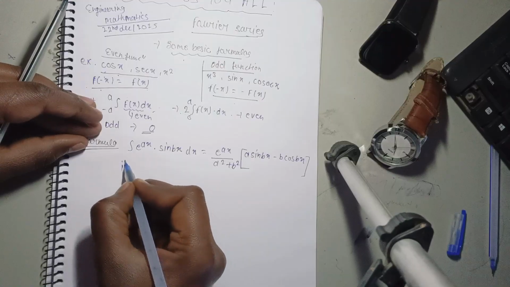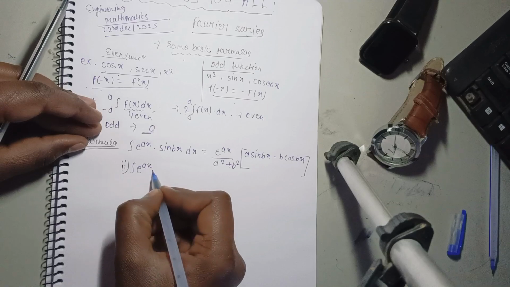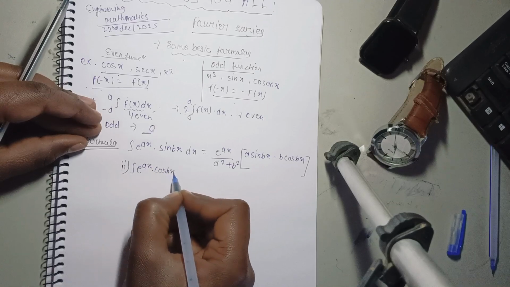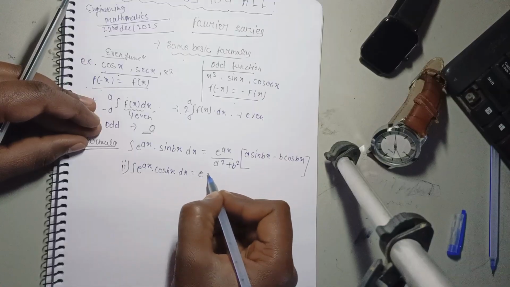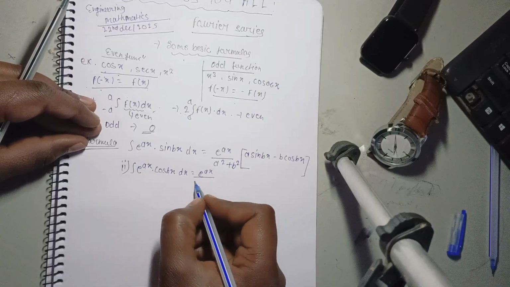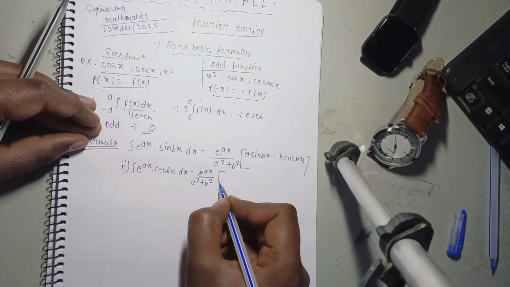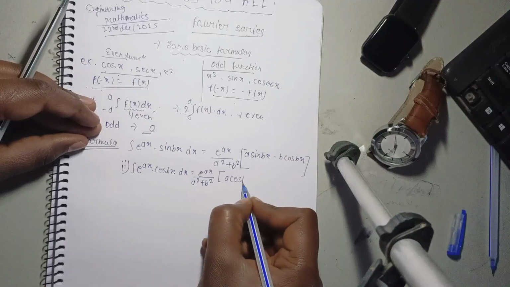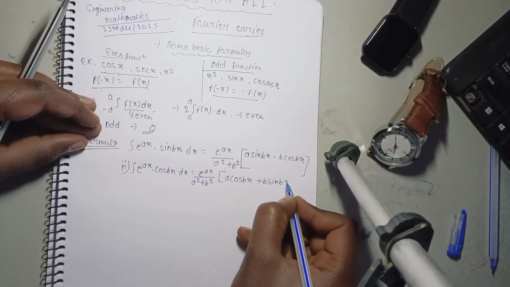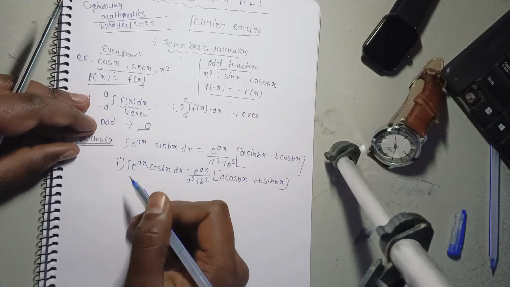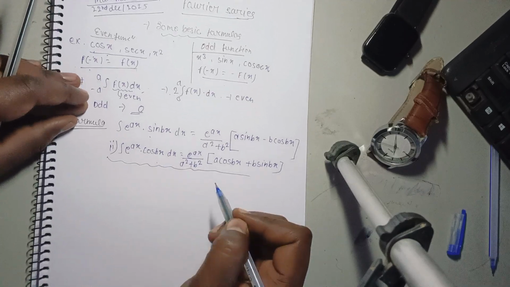Now the second formula: integration of e to the power ax cos bx dx is equal to e to the power ax upon a square plus b square, in bracket a cos bx plus b sin bx. Okay, these are the two formulas for sin x and cos x which we need to remember.